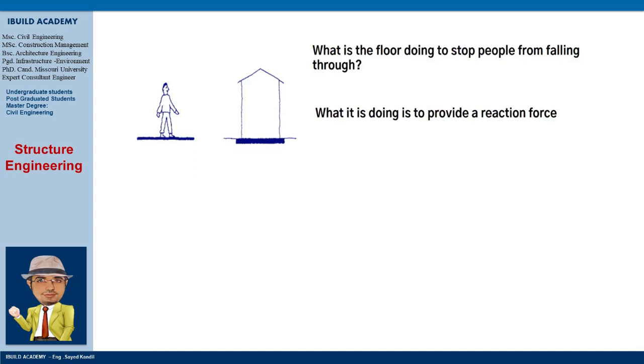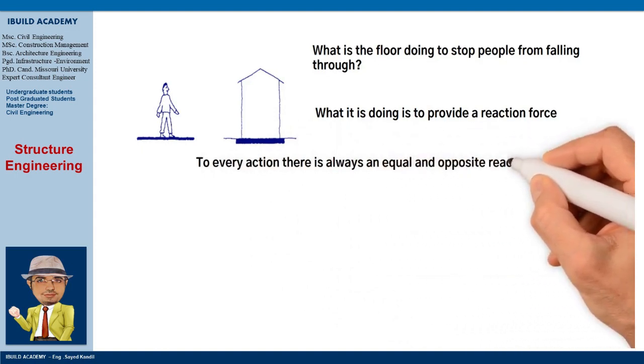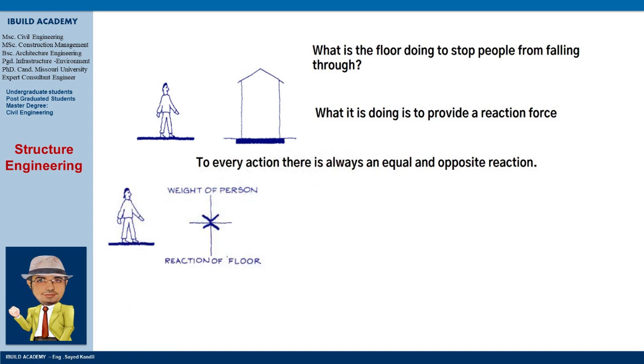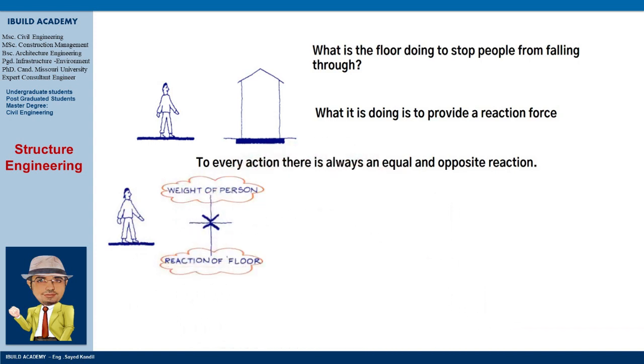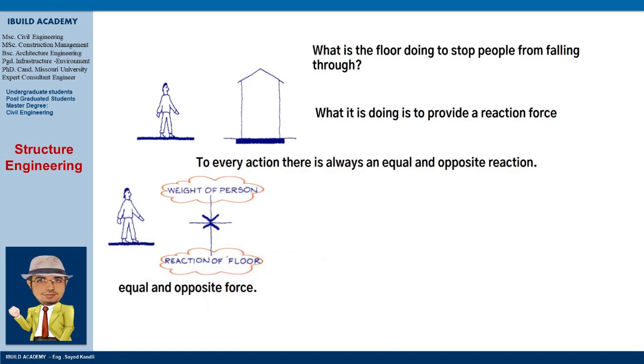One of Newton's 3 laws states, "To every action there is always an equal and opposite reaction." So when a person stands on a floor, the weight of the person pushes down on the floor with a force equal to their body weight. For equilibrium, the floor must push back with an equal and opposite force. An understanding of this statement is fundamental for an understanding of how building structures carry loads.